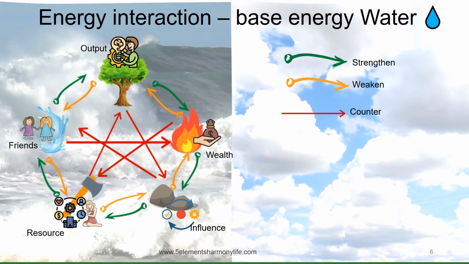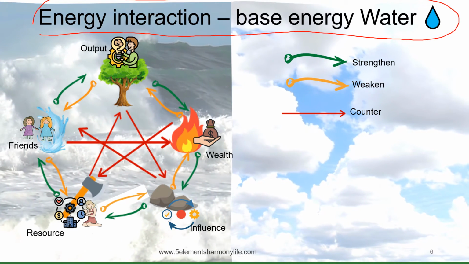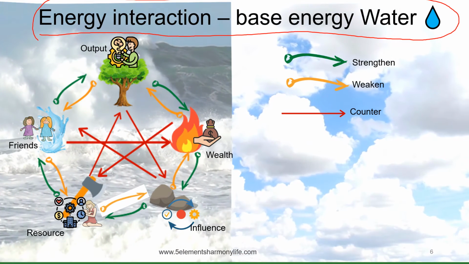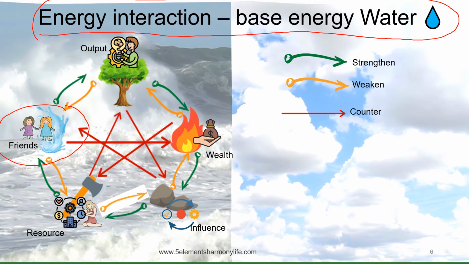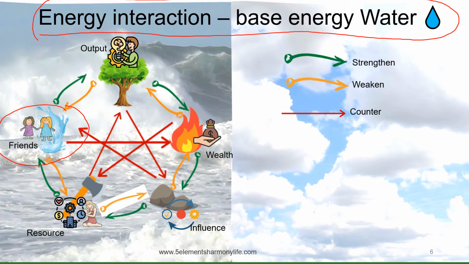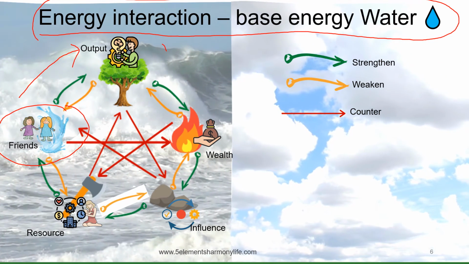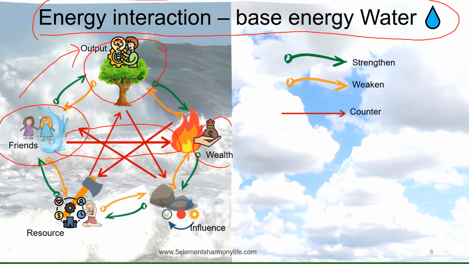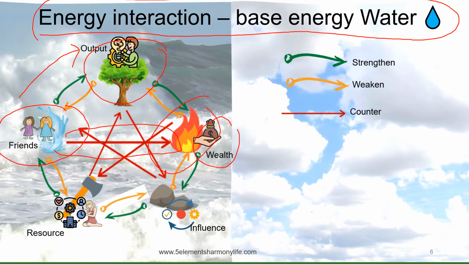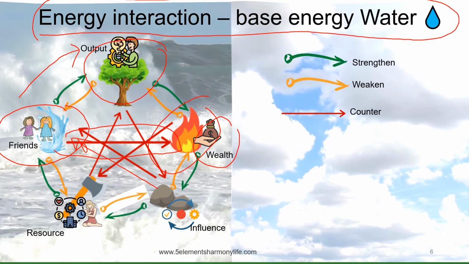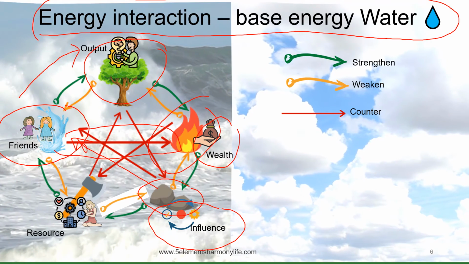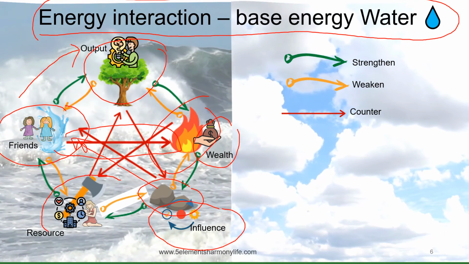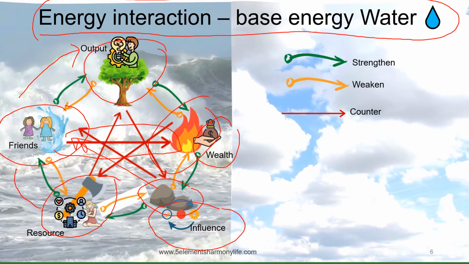We have reached the last base energy, which is water. For those people who are a water person, either yin or yang water, sea water or cloud water, the same kind of energy present in their chart is considered their friends. What they produce is wood, which is the output. What they control, which is the wealth element, is fire. What counters or controls them is the influence element, earth, because earth controls the movement or contaminates the water. And lastly, their resource element, which produces them, is metal.